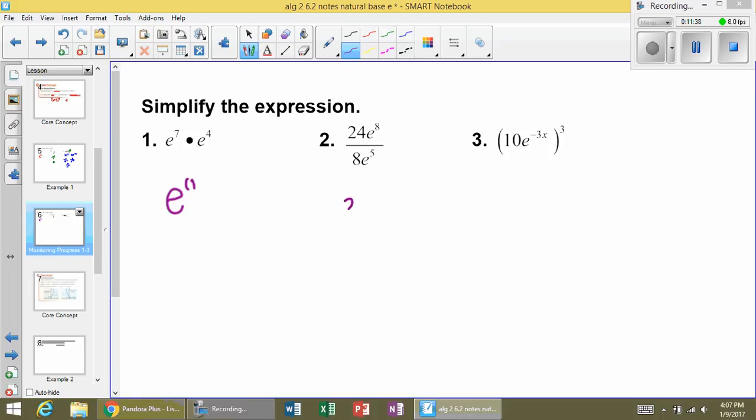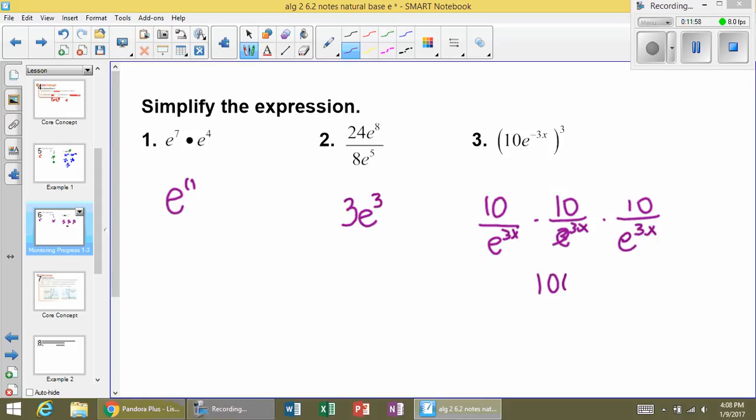Number 2 should be 3e to the 3rd. And number 3, we're going to have 10 e to the 3x times 10 e to the 3x times 10 e to the 3x. So 10 times 10 times 10 will give us 1,000. e to the 3x times e to the 3x times e to the 3x would be e to the 9x, again because we're adding 3x plus 3x plus 3x.